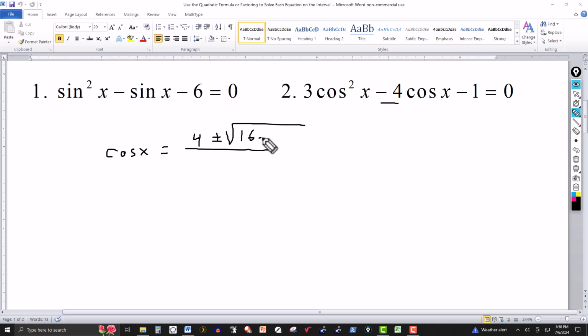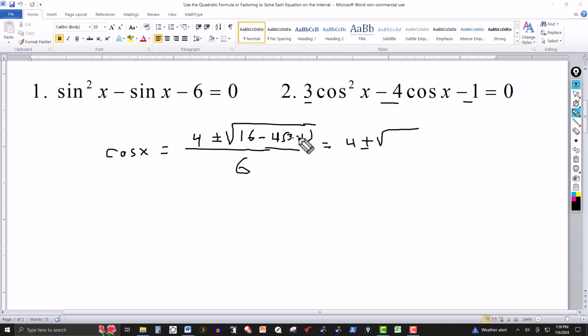And then it's minus 4ac, and a is 3 and c is negative 1. This will be 3 times negative 1, and that's over 2 times a, and a is 3, so this will just be a 6 down here. And there we go, 4 plus or minus the square root.